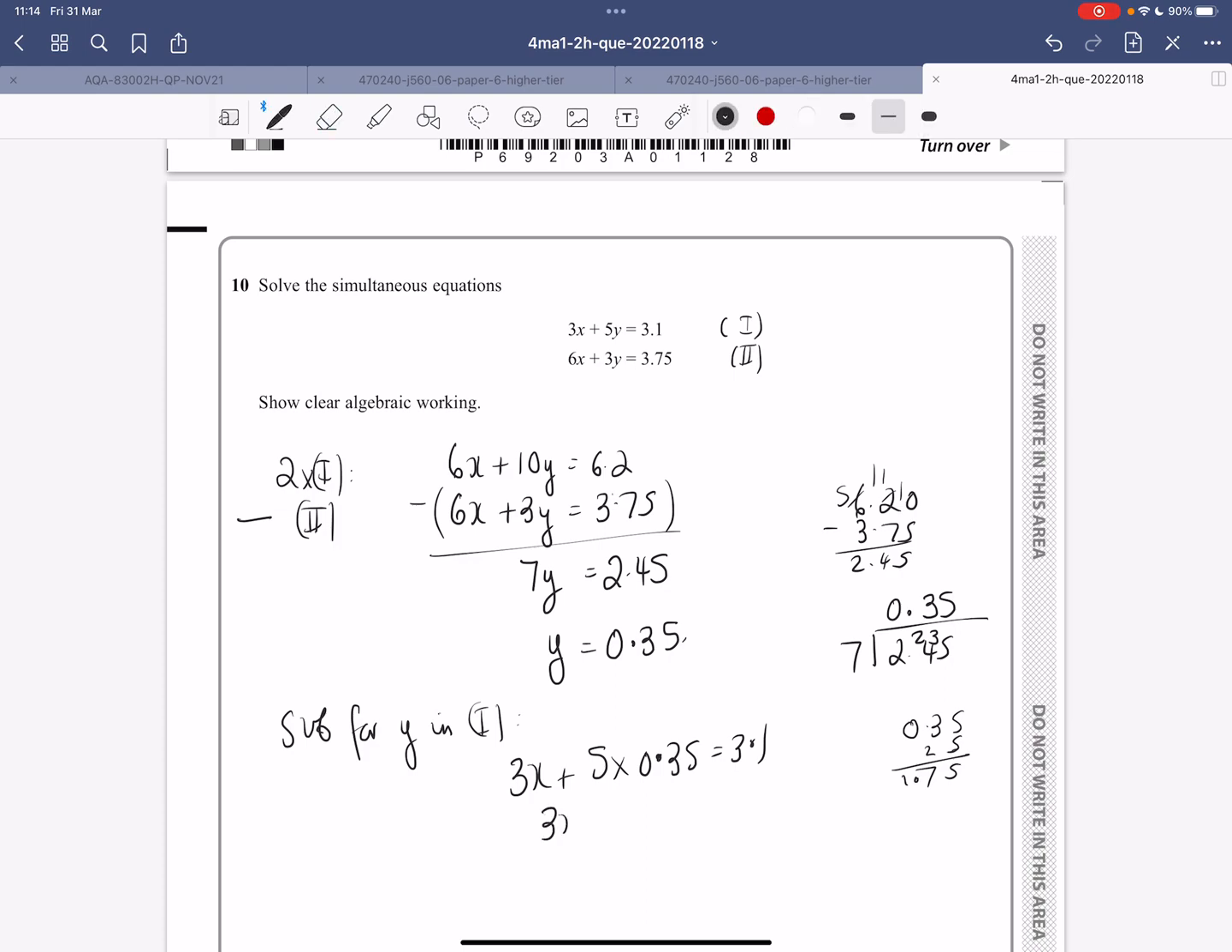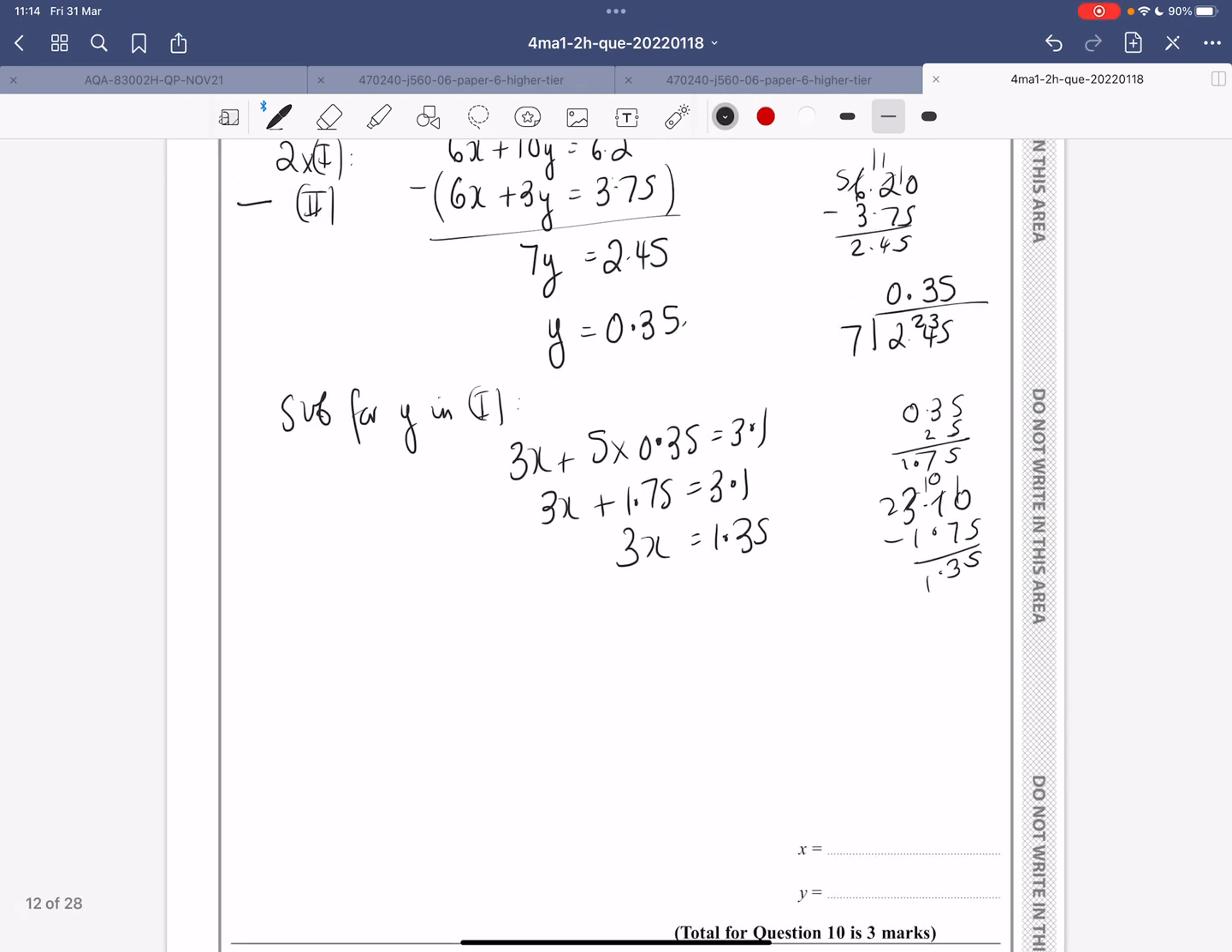So 3x plus 1.75 is 3.1. So 3x is 3.1 minus 1.75, which is 1.35. So x is 1.35 divided by 3. 3's into 13 go 4, remainder 1. 3's into 15 go 5. Okay, and that's that one done.